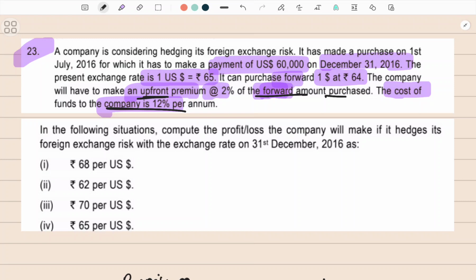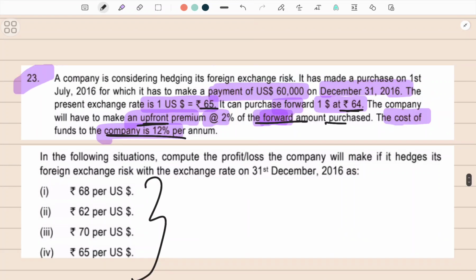Further, in the following situations, compute the profit and loss to the company if it hedges its foreign exchange risk, with the exchange rate on December 16 turning out as 68, 62, 70 and 65. These are the actual rates. They will turn out either 68, or 62, so individually we have to do it. If the actual rate turns out to be 68, then what is the profit or loss to the company if it hedges the position? The hedge rate is already given to us at 64. The spot is 65.